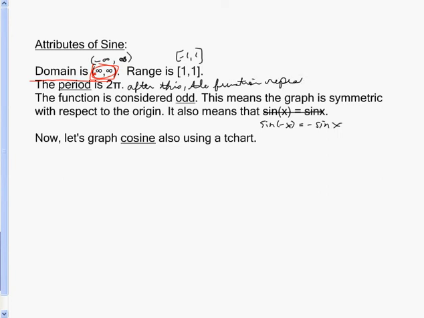Okay, so to get a whole complete round is 2 pi. Once you hit that 2 pi mark, you're starting over again. The function is considered to be odd. Now, we have not talked much about odd and even.